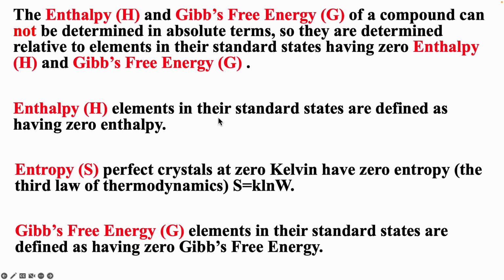The enthalpy and Gibbs free energy of a compound cannot be determined in absolute terms, so they're determined relative to elements in their standard states having 0 enthalpy and Gibbs free energy. Entropy can be determined in absolute terms. Remember, the third law of thermodynamics says that a perfect crystal at 0 Kelvin has 0 entropy.